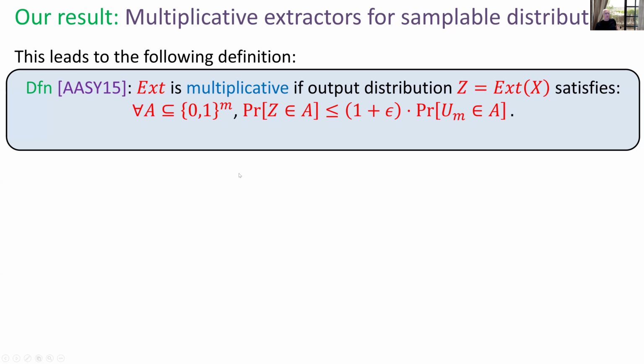And it's very easy to observe that this definition is equivalent to saying that for every possible output string in the distribution of the extractor, the probability that the extractor outputs this string is less than 1 plus epsilon times 2 to the minus m. And recall that the extractor outputs m bits, so 2 to the minus m is the probability under the uniform distribution. Okay, so that's the definition of a multiplicative extractor, this stronger condition.